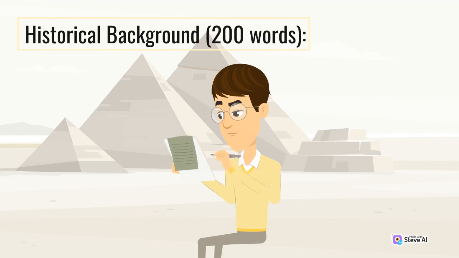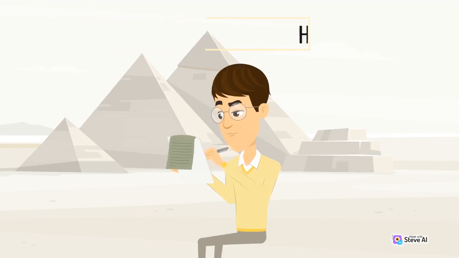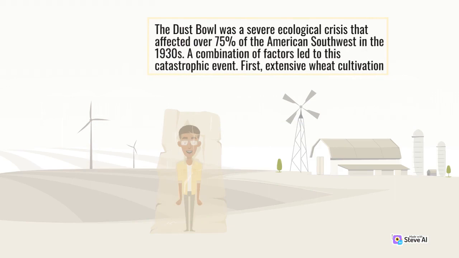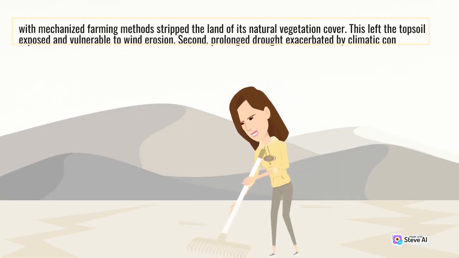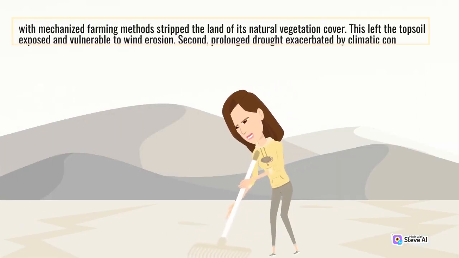Historical background. The Dust Bowl was a severe ecological crisis that affected over 75% of the American Southwest in the 1930s. A combination of factors led to this catastrophic event. First, extensive wheat cultivation with mechanized farming methods stripped the land of its natural vegetation cover. This left the topsoil exposed and vulnerable to wind erosion.